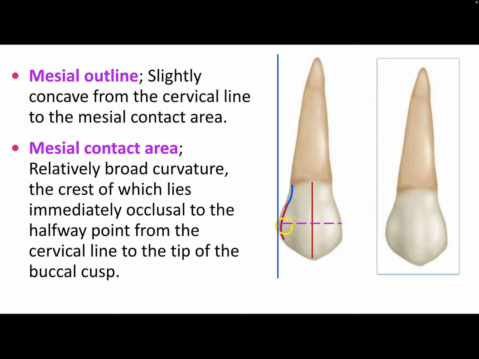Then from the labial aspect, the mesial outline is slightly concave from the cervical line to the mesial contact area. The mesial contact area has a relatively broad curvature, and the crest of this curvature lies immediately occlusal to the halfway point from the cervical line to the tip of the buccal cusp. In this diagram you can see the yellow rounded area, that is the mesial contact area.